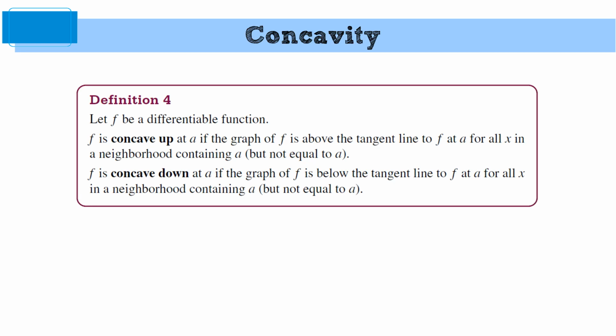This comes about from, let me read one of these just to show you how ridiculous it is. F is concave up at A if the graph of F is above the tangent line to F at A for all x in the neighborhood containing A, but not equal to A.